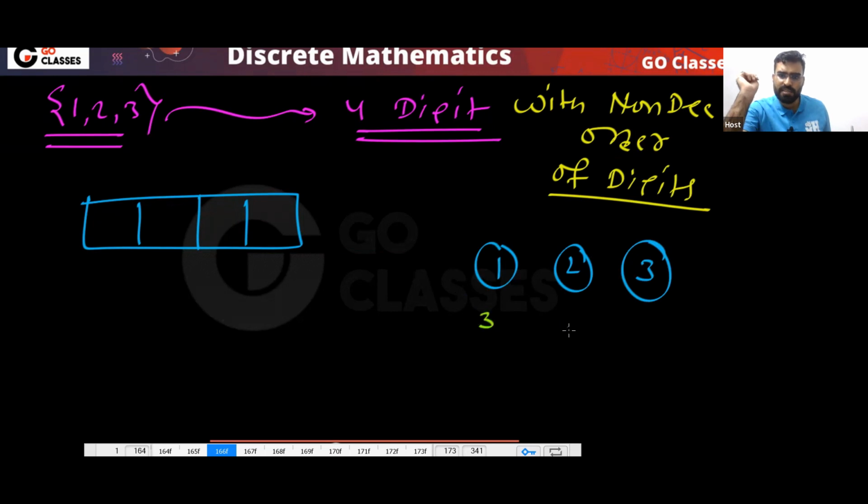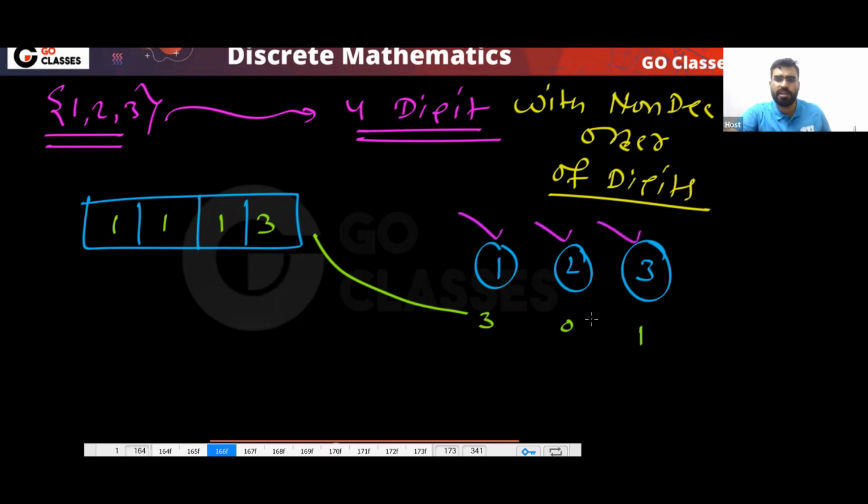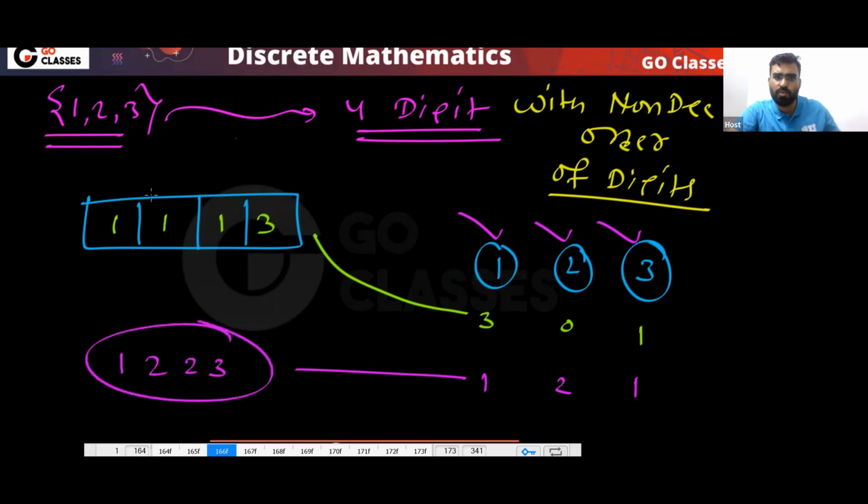For example, if I take three 1s and one 3, then only this number I can create. A unique number I can create. Yes or no? So what matters is how many 1s you are taking, how many 2s, how many 3s. For every combination you will get a unique number. Like if I give you 1, 2, 1, then you will get a unique number. What number? You will get 1, 2, 2, 3.